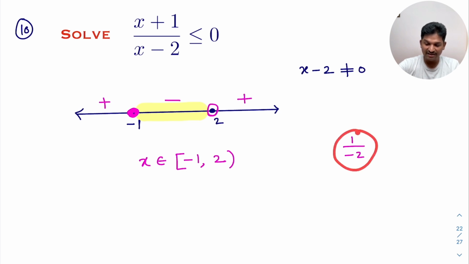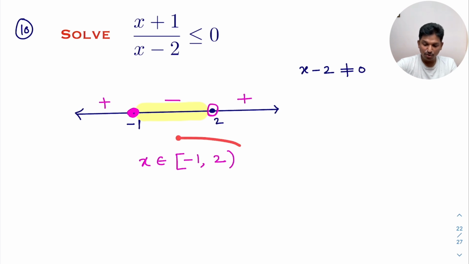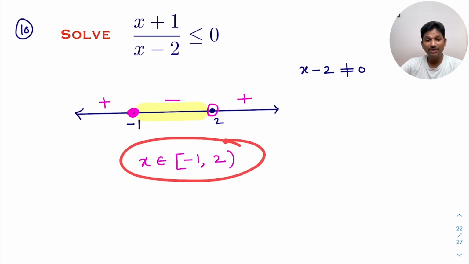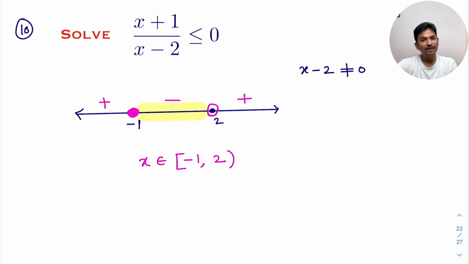This is less than 0. Yes or no? Yes. So 0 is satisfying. I hope you are understanding. In a rational function, the only thing you need to observe is that we need to remove those x values for which the denominator is 0. Okay. I hope you understand this solution.